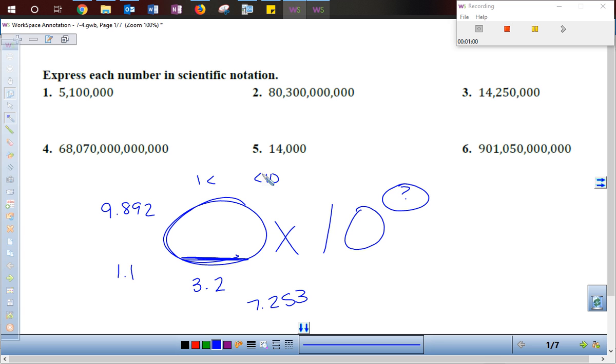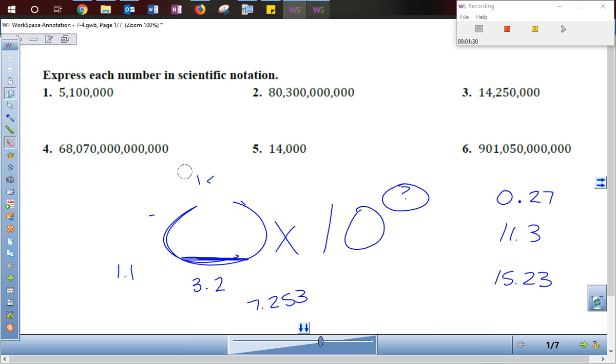However, we cannot have a number like 11.3 because that's larger than 10. We cannot have a number like 15.25 or 23. We cannot have a number like 0.27. Those numbers are all outside of our parameters. So this number here has to be in between 1 and 10.